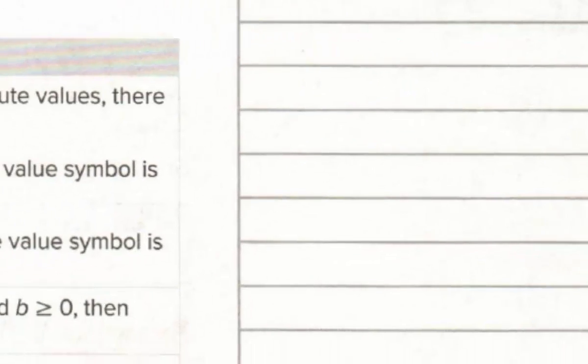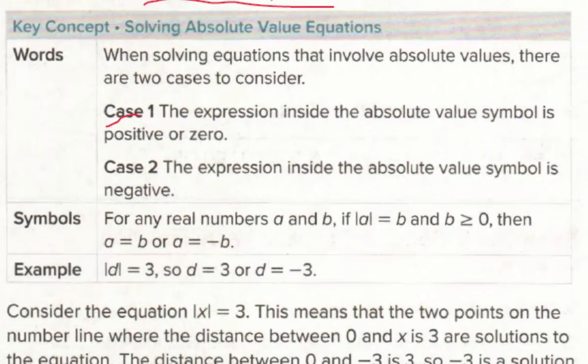Now, on the key concepts here, it does talk about the two cases, which means you've got one where you have the positive side and one where you have the negative side. That just means to the right of 0 or to the left of 0. And again, that 0 may not actually be a 0 number. It may be a different number, but it is still to the right and to the left of that number. It's over or under. It's a distance.